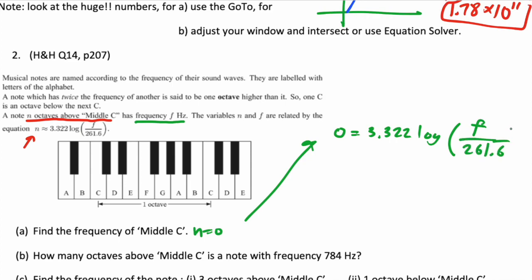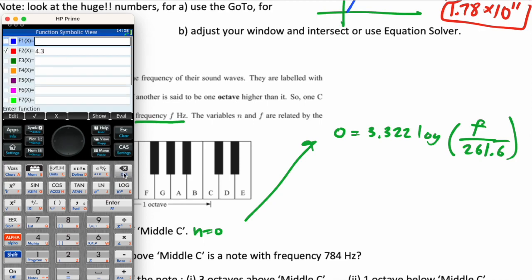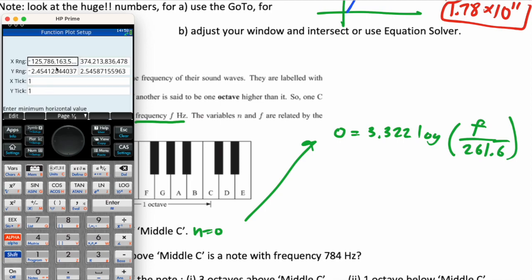Okay, so to solve that, we can graph this and find the root. There's other ways to do it, but that's a quick and easy way to do it. So 3.322 log x divided by 261.6. And let's delete that and plot. Can't see anything at the moment, so let's change this to 0.